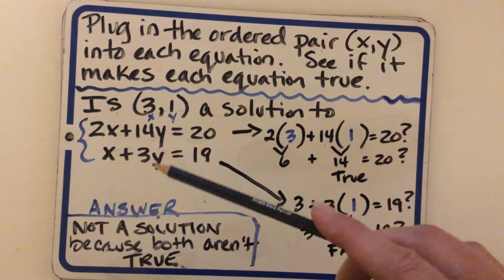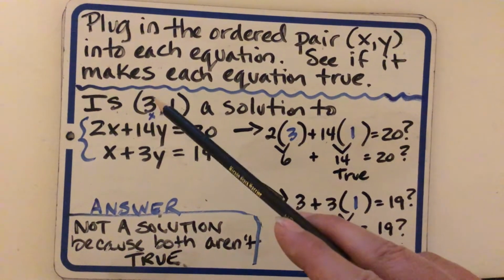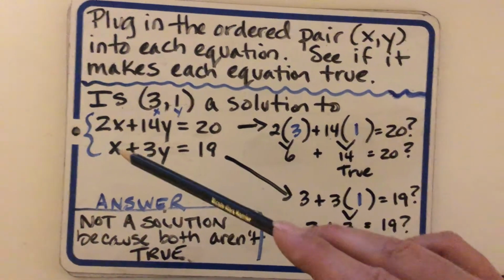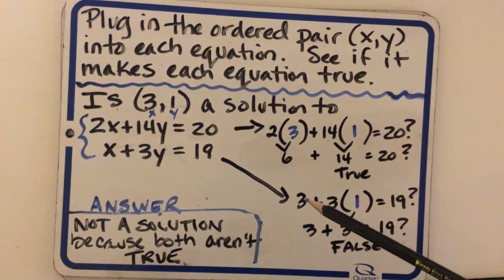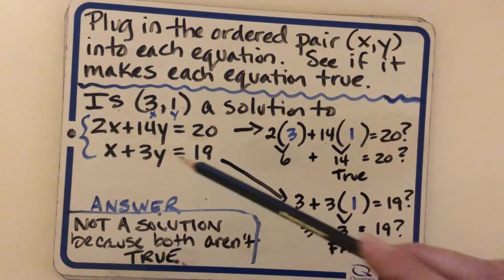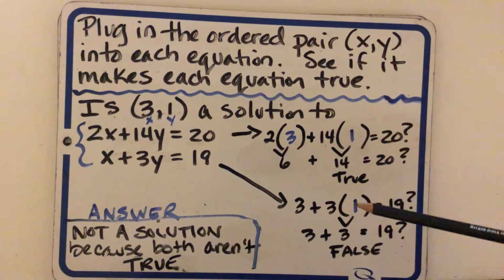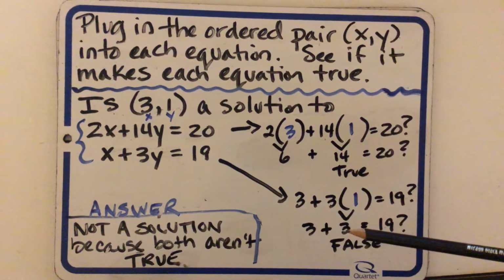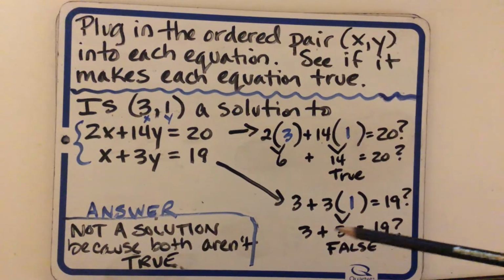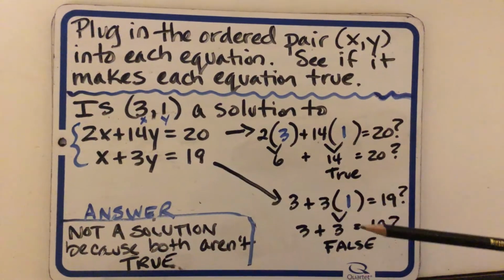Is it true for the second equation? Now notice this time I'm plugging in 3 for x. I forgot to write it in blue, but I didn't put in parentheses because there was no coefficient attached to the x. So it's just 3 plus 3 times 1 equals 19. 3 I just brought down. What's 3 times 1? 3. Does 3 plus 3 add up to 19? No, 3 plus 3 adds up to 6. So this would be false. That means 3, 1 is not a solution to the second equation.